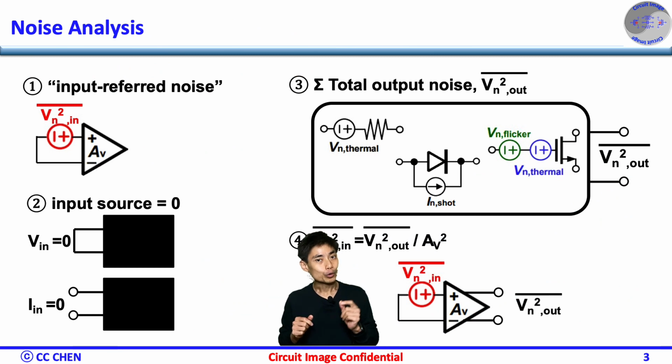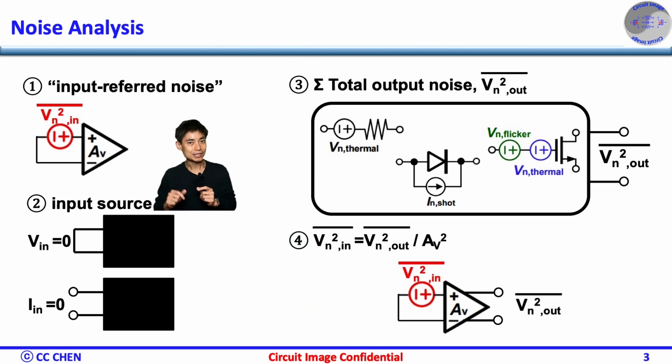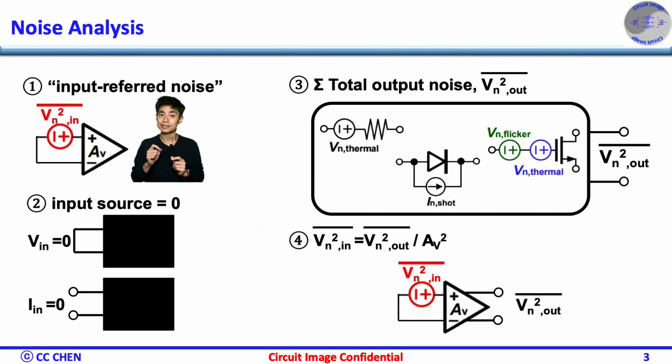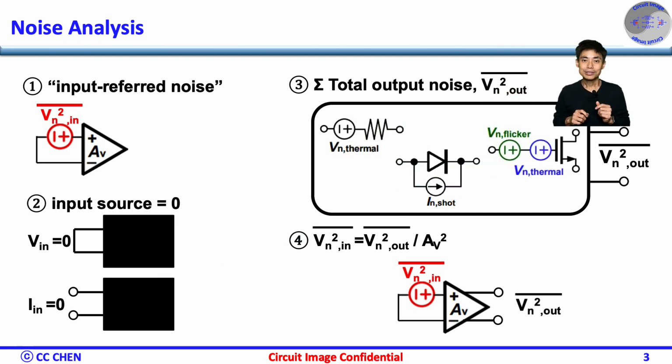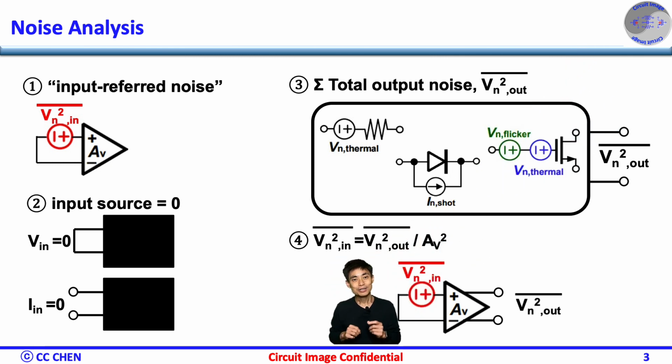Let's review or recall the noise analysis we learned from Microelectronics 101. First, we know the input reference noise is a fair quantity to compare different noise circuitry regardless of different amplification gains. Second, we can simply knock out the input source by either shorting the input voltage source or opening the input current source. Third, measure the total output noise from all the noise sources. Lastly, we can get the input reference noise by the total output noise voltage divided by the gain.